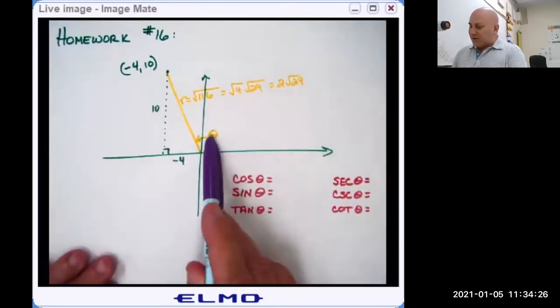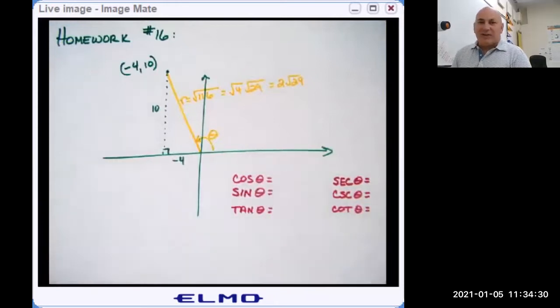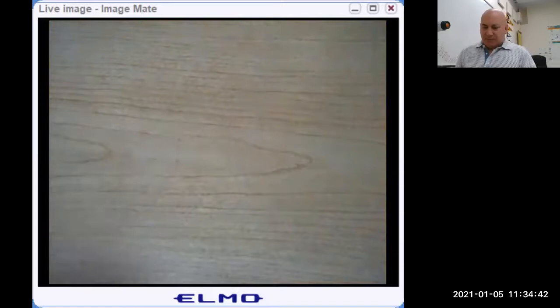So what is the cosine of theta, the sine of theta, and the tangent of theta? Pause and write those in now, and we'll go over those answers in class. Continuing on.